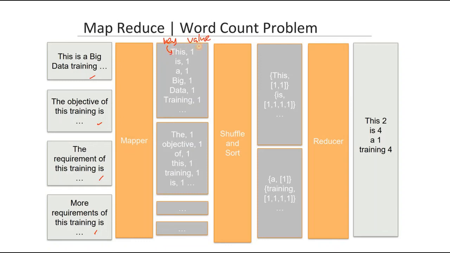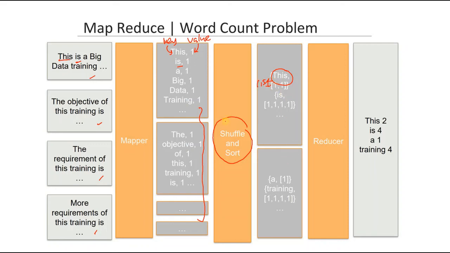So for example, it will split into key value pairs. The key would be the word and the value would be the count. So for example, here you have 1 for this, 1 word of is, 1 word of a, big data training, and so on. And then it will do the sort and shuffle, whereby it will sort, combine, and sort all of these words from all of the different documents into one list here.